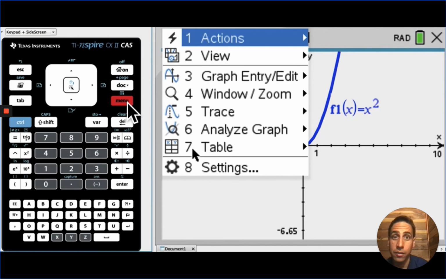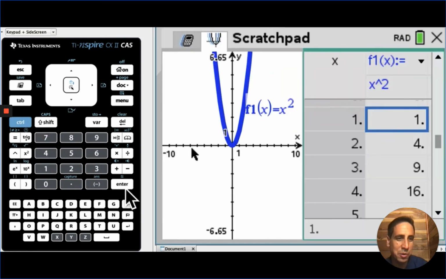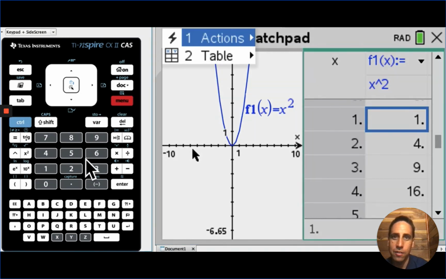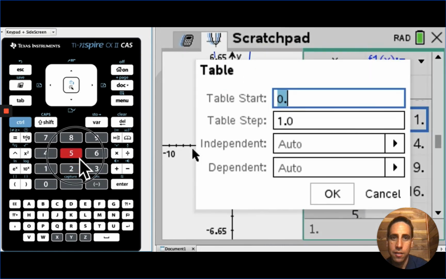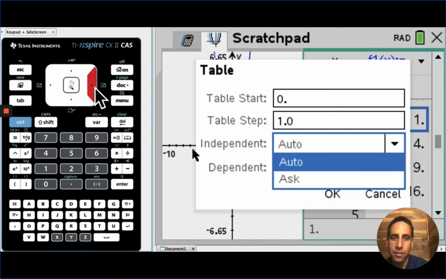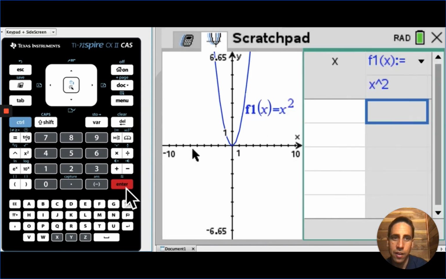We're on the graph now. It looks different. These are the settings for the graph, not the table. We're going to go to 7, table, split screen. That's just one more way of doing Control T. And then menu 2, edit table. And then going down, down, down, down, down. Let's ask what independent variables we want to input. Enter, enter, enter. All right.